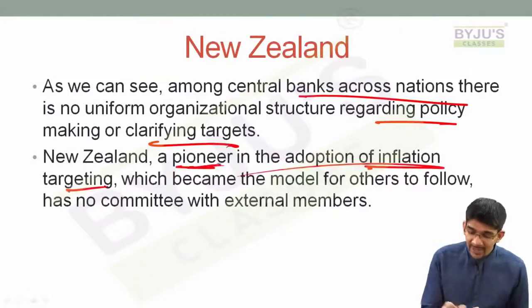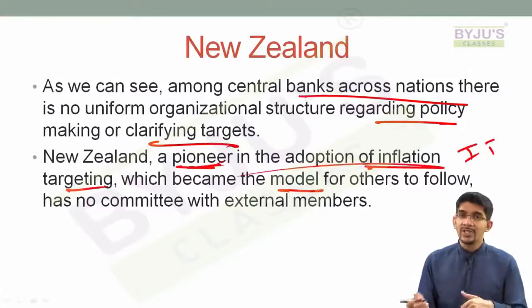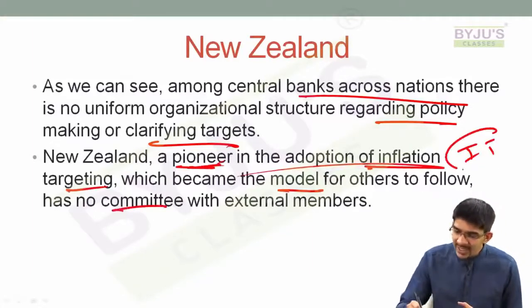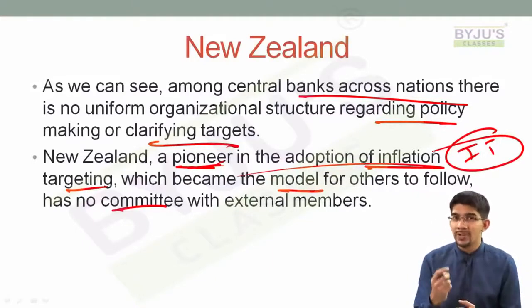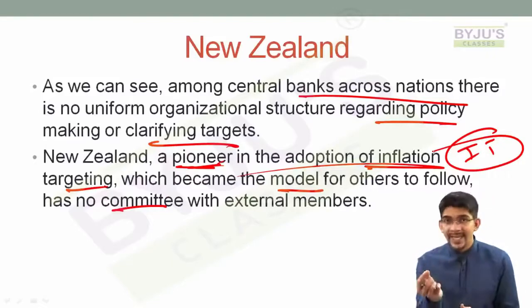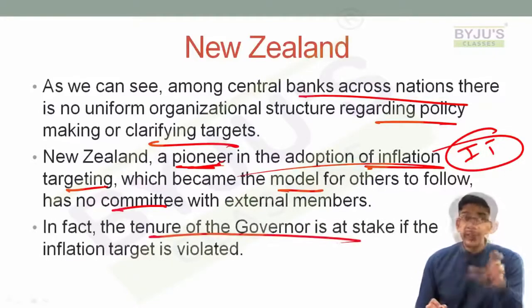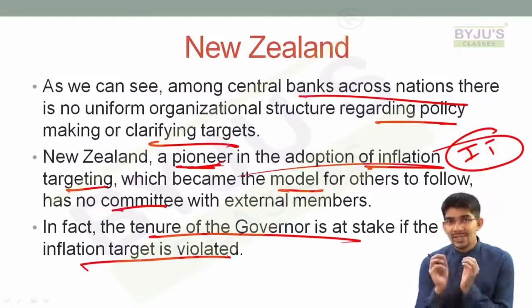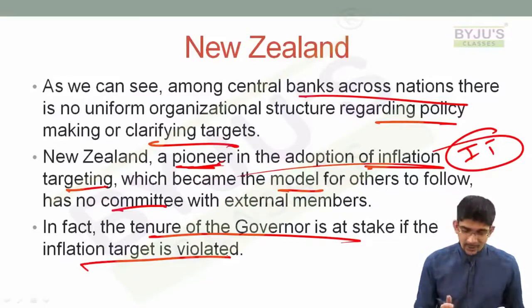Now, New Zealand was a pioneer in adoption of inflation targeting, which became a model for others to follow. However, New Zealand did not have any committee, etc. Now, this clearly shows inflation targeting itself is enough for accountability. A committee is not always required. However, if a committee is there, it is good to have inflation targeting also. In New Zealand, the tenure of the governor itself can be reduced if the inflation target is violated. So that is how strictly accountable the governor or the central bank is held. So that could also be a model to follow.